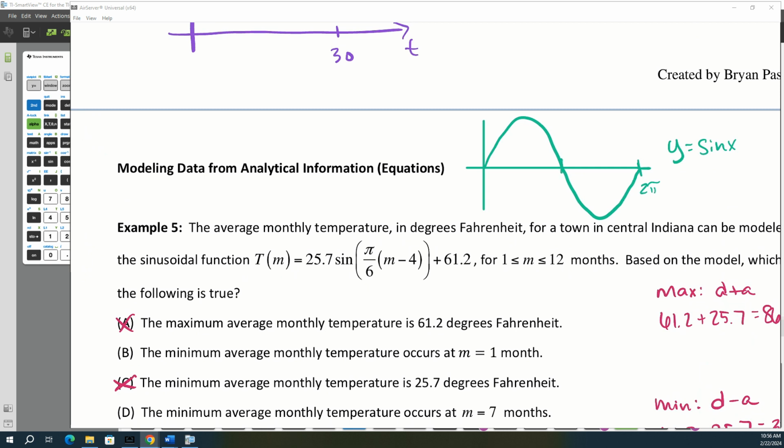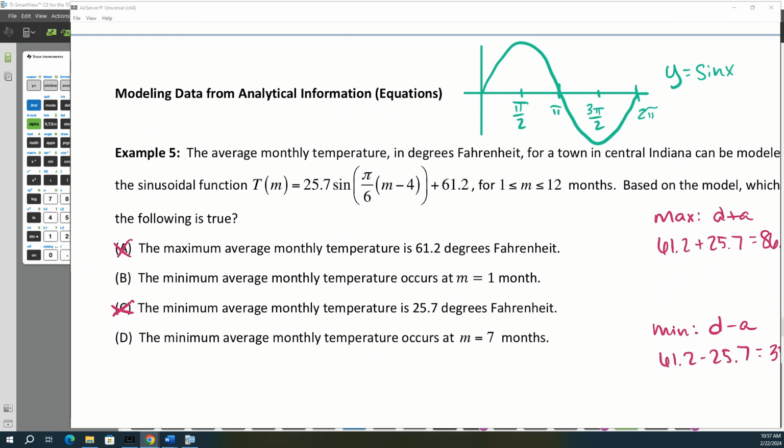And so halfway between that is pi. Halfway between here is pi over 2. That's where a max occurs on the parent function. What about halfway between 1 pi and 2 pi? 3 pi over 2. That's where the min occurs on the parent function.